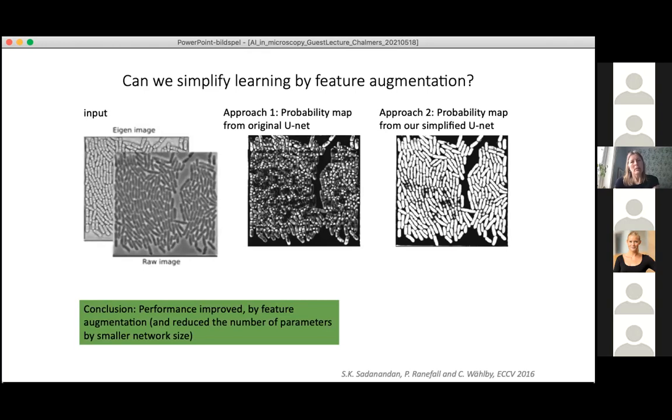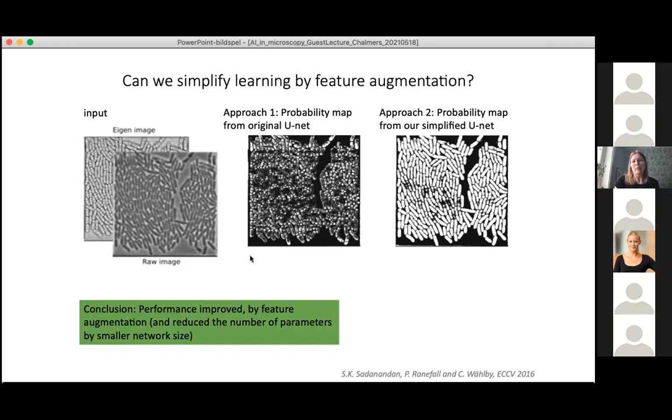And with really trying to push for a more simple network, we see that if we did not include the pre-processed image, we got something, but if we included the a priori information in the form of this eigenvalue image, we could get a much better result with a simplified UNet. So we could really improve the performance by doing this feature augmentation and seeing what is the information that we can provide ahead of time to really reduce the number of parameters and make the network smaller.